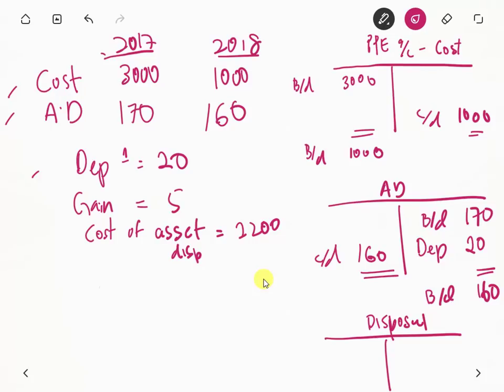Gain on disposal 5. In which account? Disposal. Gain on which side? Credit. So gain is 5. Done. And the cost of the asset disposed of is 2002. Cost given. Step 1. Disposal is 2002. Credit and debit here.